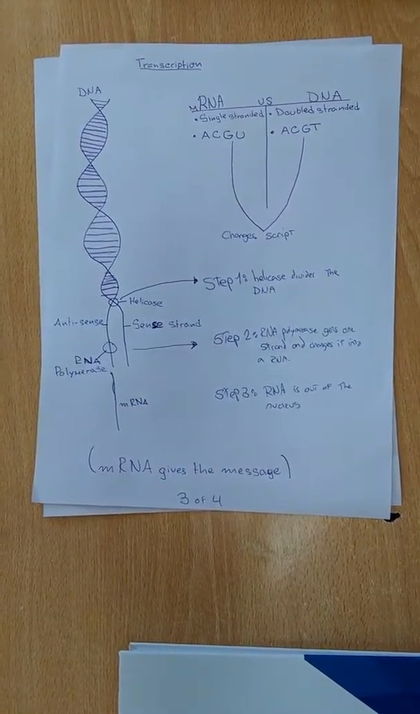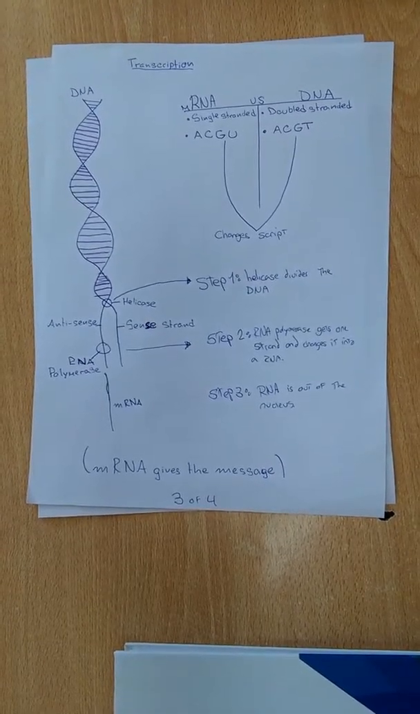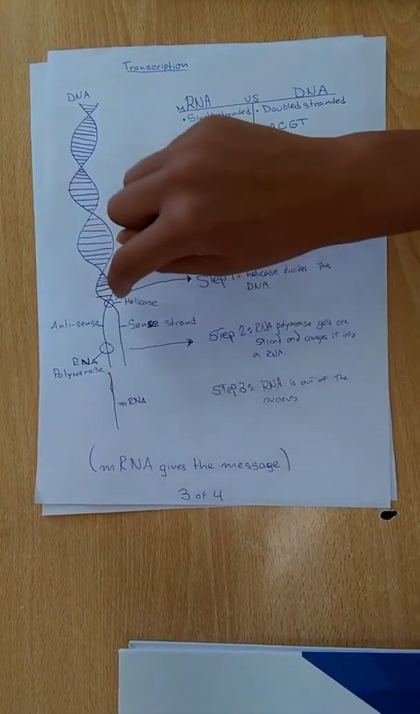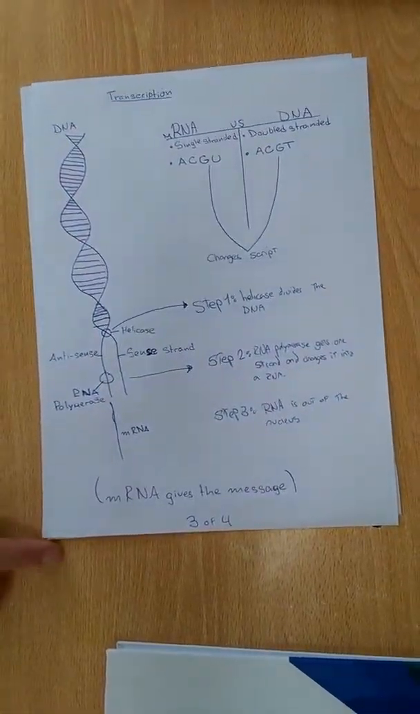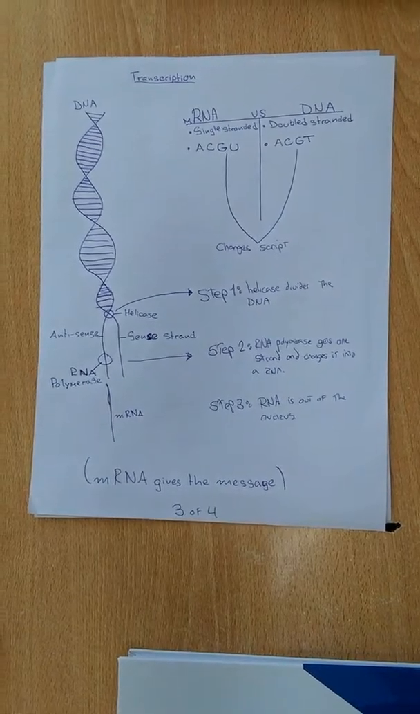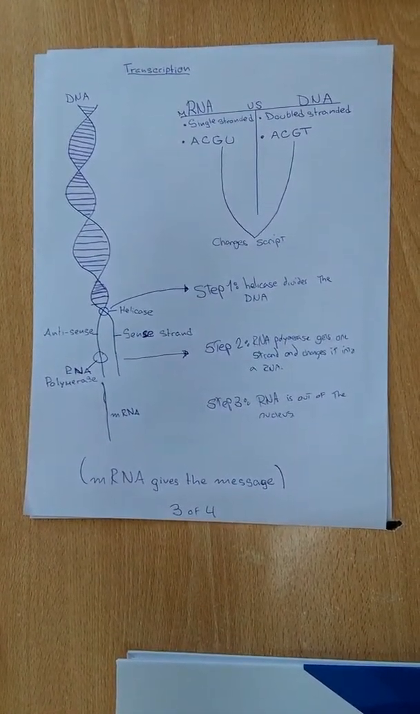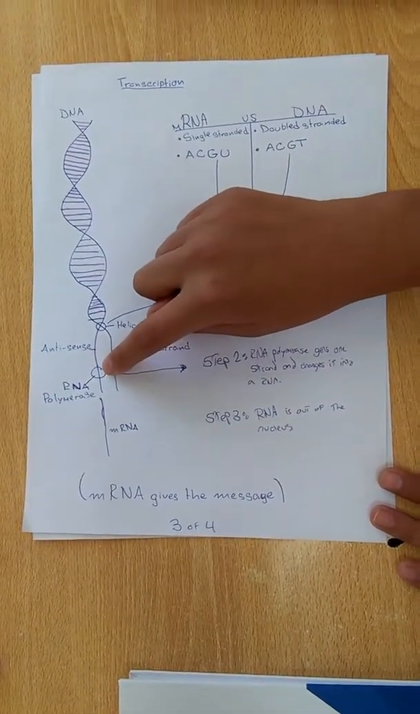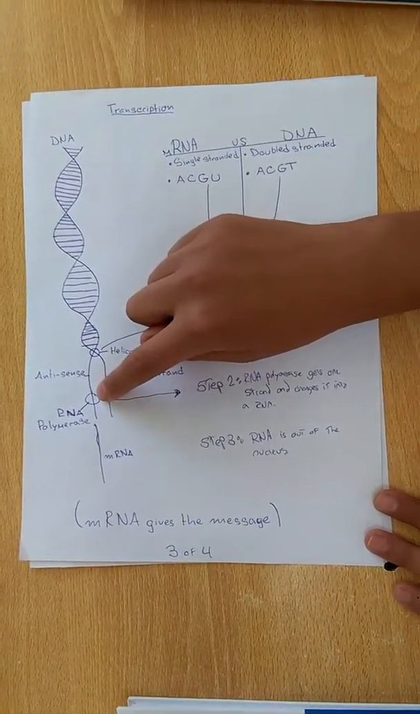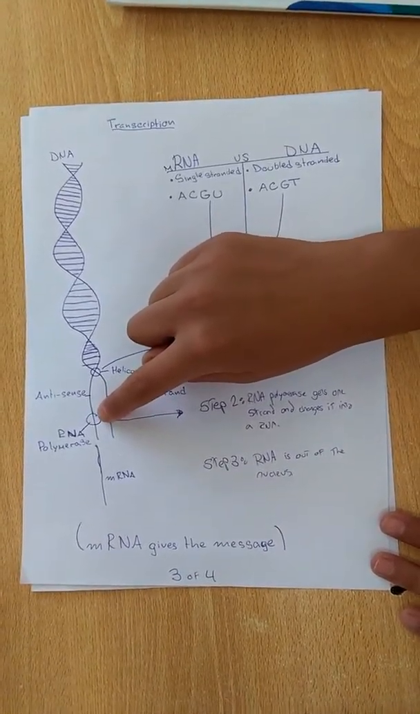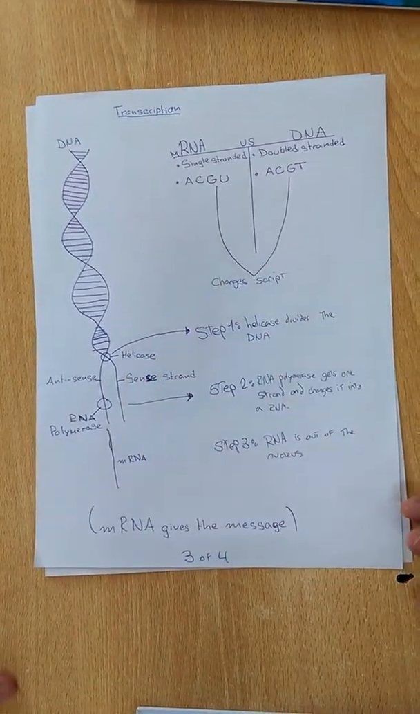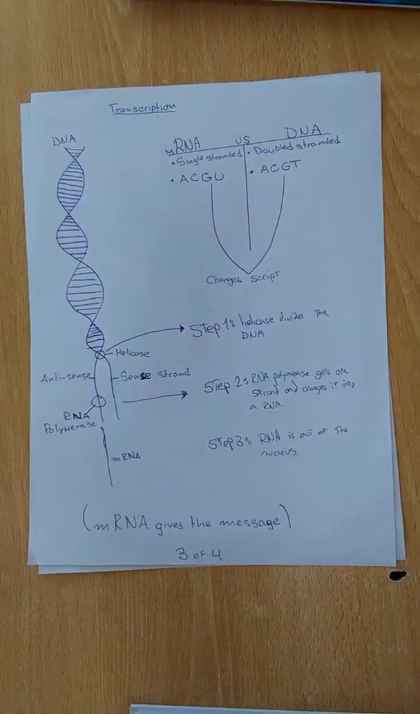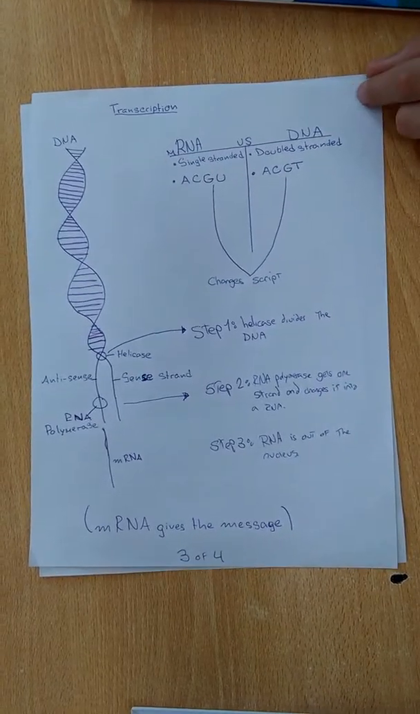So the steps of the transcription are these. Step 1, the helicase divides the DNA just as in the replication. But this time, in step 2, the RNA polymerase gets one strand and changes it into an RNA. It changes the script. In step 3, RNA is out of the nucleus and is now in the cytoplasm.